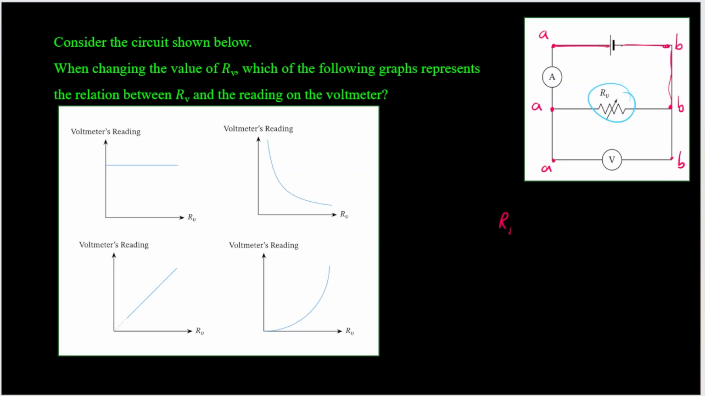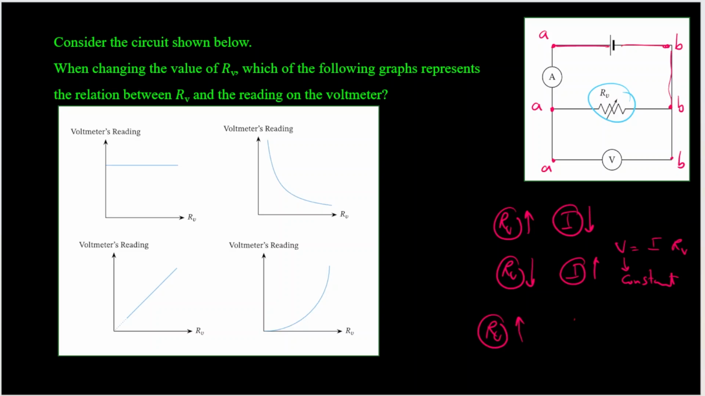So if RV increases, the current will decrease. If RV decreases, V stands for variable, I will increase. But in all cases, V is equal to I times RV, so V is kept constant. So as RV increases, what will happen to the reading of the voltmeter? Nothing. So this is the correct answer.